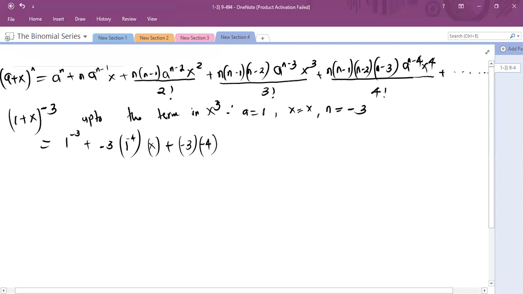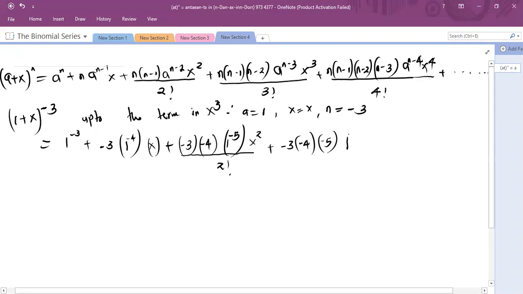Then a raised to the power n minus 2, that is 1 raised to the power minus 3 minus 2, so that is 1 raised to the power minus 5. Then we have x squared, all this divided by 2 factorial. Then finally, plus n, which is minus 3, then n minus 1, that gives minus 4, n minus 2, that gives minus 5. Then a is raised to the power n minus 3, so 1 raised to the power minus 6. And then finally, x cubed, all this divided by 3 factorial.